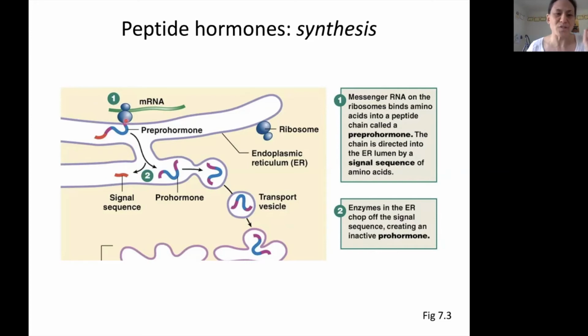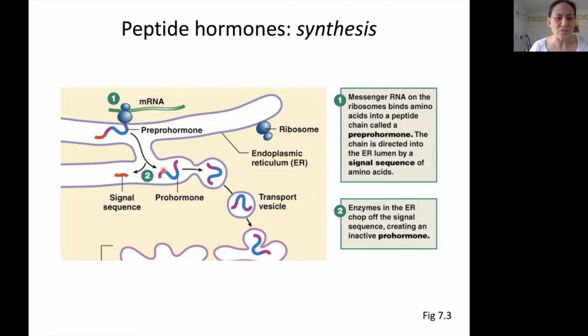Oh, I forgot, I need to introduce these terms, right? So the entire polypeptide chain, including the signal sequence, is referred to as a pre-pro hormone, okay? Once we take that signal sequence off, we end up with this, which we refer to as the prohormone, right? So this is still not the functional version of the hormone.